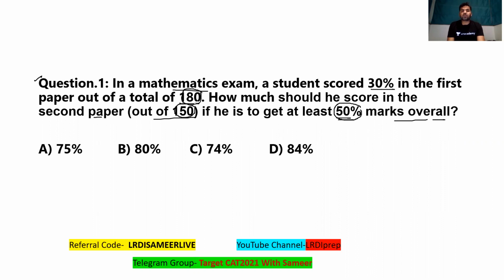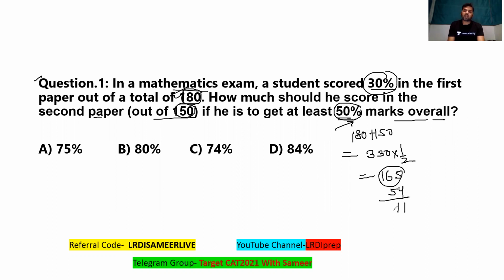You see that the two papers are of 180 plus 150 marks, so you can do it mentally that the total marks is 330 and his target is to get 50%, that is half of these marks, which is equivalent to 165. He has already got 30% out of 180, that means he has already scored 54. 30% of 180 is 54, so he's supposed to get 111 more marks out of 150.